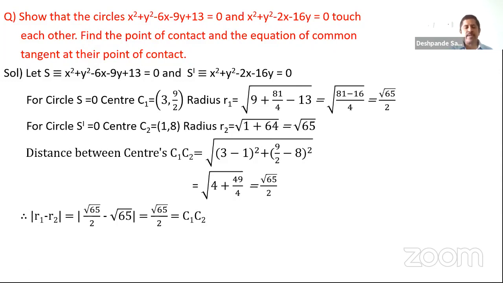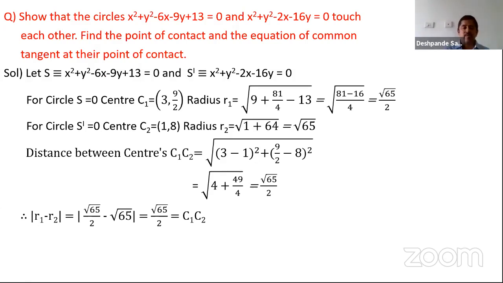So here R1 minus R2 is root 65 by 2 minus root 65, which is minus root 65 by 2. Because you have a modulus, you can write it as root 65 divided by 2. So root 65 by 2 is nothing but C1C2. So the difference R1 minus R2 is equal to C1C2. When R1 minus R2 is equal to C1C2, what is the conclusion you can make? Whether they are touching internally or externally.